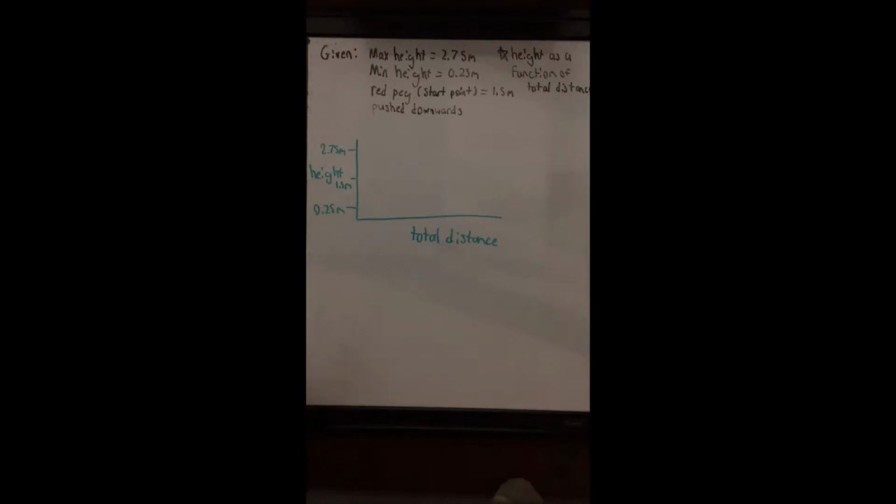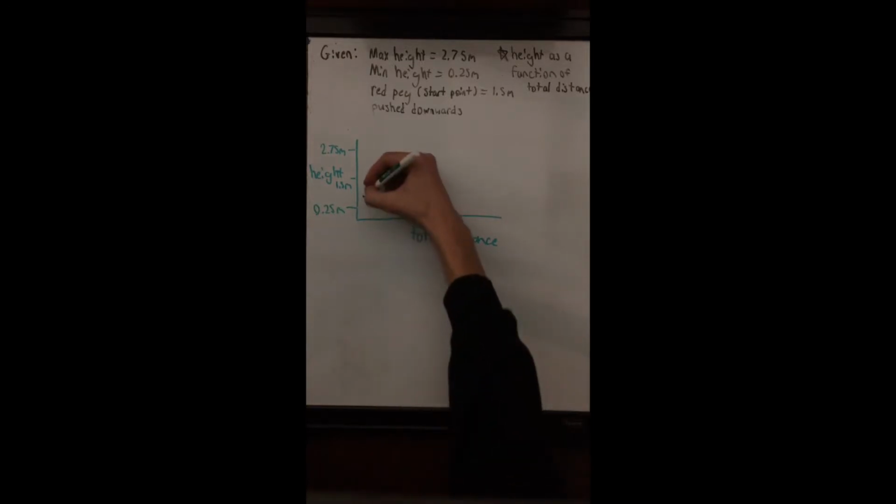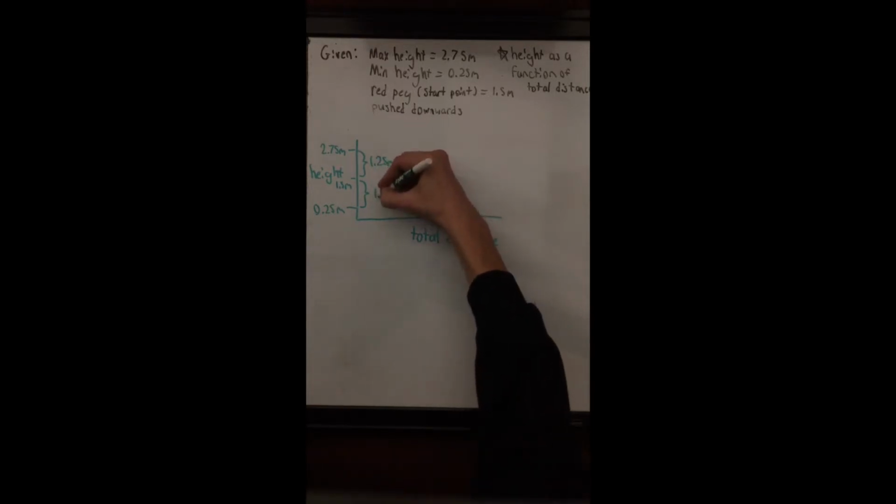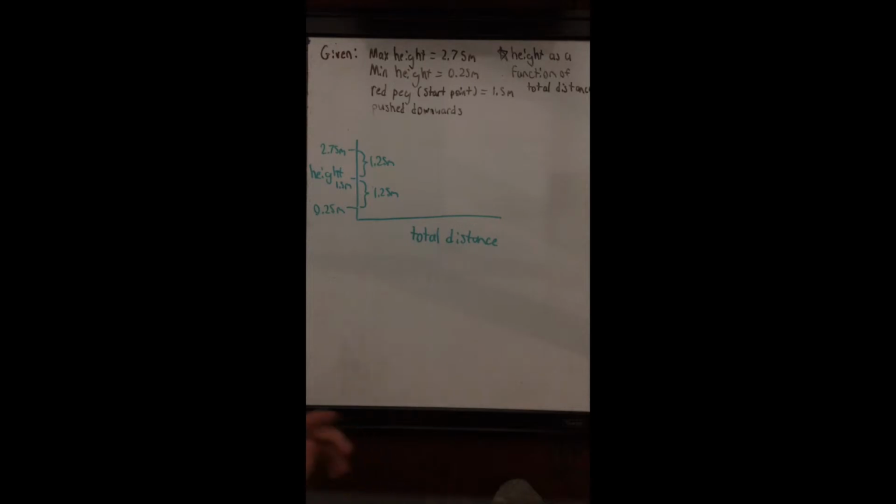From this information, we can see that 1.5 meters looks approximately halfway between 2.75 and 0.25. We can confirm this by seeing that 1.25 meters and 1.25 meters is the distance between both of them. This means that the amplitude will be 1.25 meters and the vertical shift will be 1.5 meters.